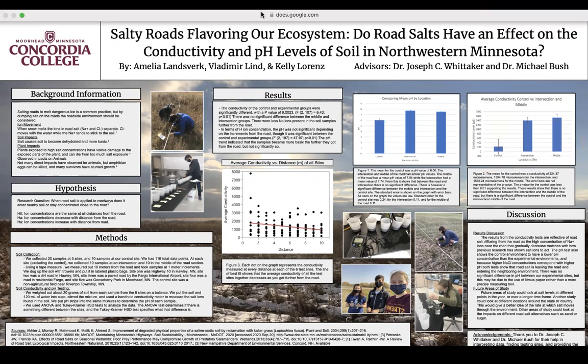Our poster is Salty Roads: Flavoring Our Ecosystem. Do road salts have an effect on the conductivity and pH levels of soil in northwestern Minnesota?